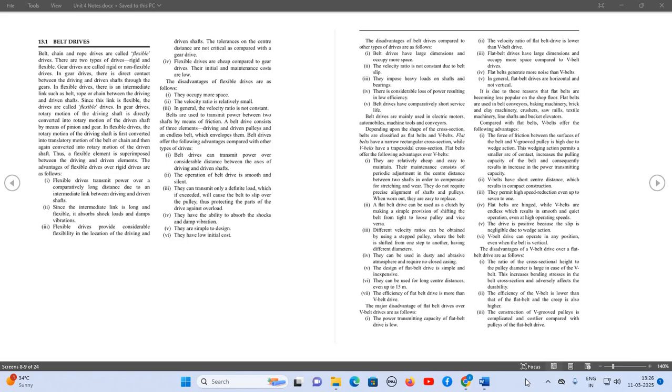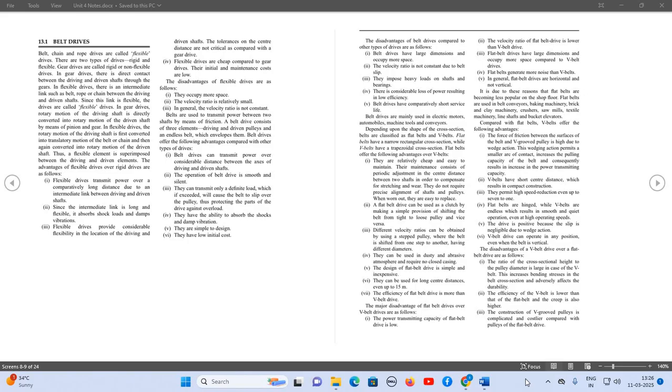Flexible drive provides considerable flexibility in the location of driving and driven shafts. It can tolerate the lateral as well as the longitudinal axis variation between the pulleys of driving and driven shafts. Flexible drives are cheap compared to the gear drives. Their initial and maintenance costs are very low. We can make the flexible drives, that is belt drive, chain drive, with the help of leather or fabric, and the manufacturing cost is also low. So they are the cheapest compared with the other drives.